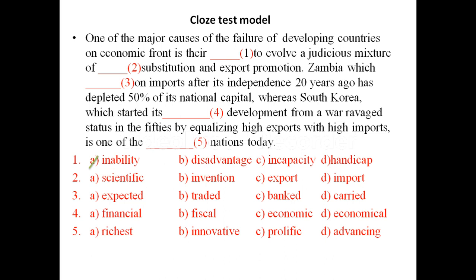Second options are scientific, invention, export, import. I have already told you to use the elimination method. The passage is about economy, so scientific and invention are not at all related words. The two left are export and import. Export is already given in your passage, so the right word is D, import. Import substitution is a government trade policy. It restricts imports.